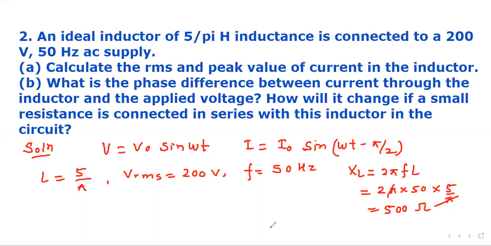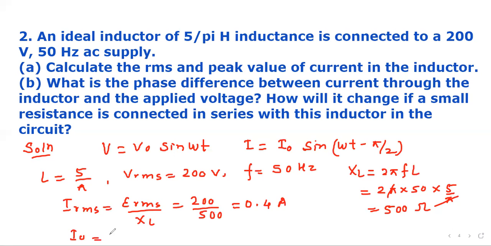Now we have to find out IRMS. So IRMS will be ERMS divided by XL. So ERMS or VRMS is 200 divided by XL, which is 500. So this will give 0.4 ampere. Now the peak value I0 will be equal to IRMS multiplied by root 2.